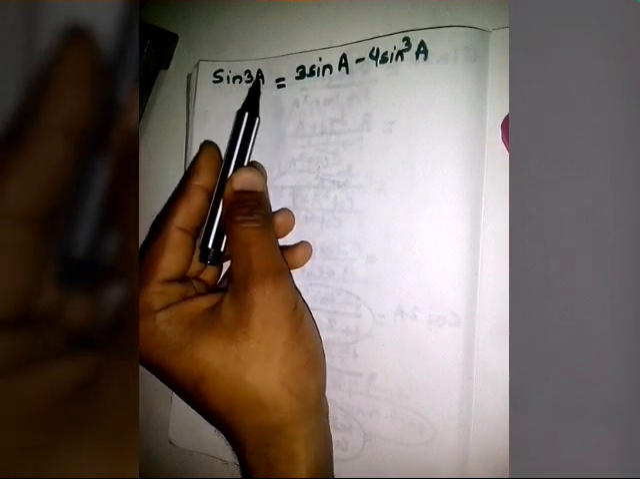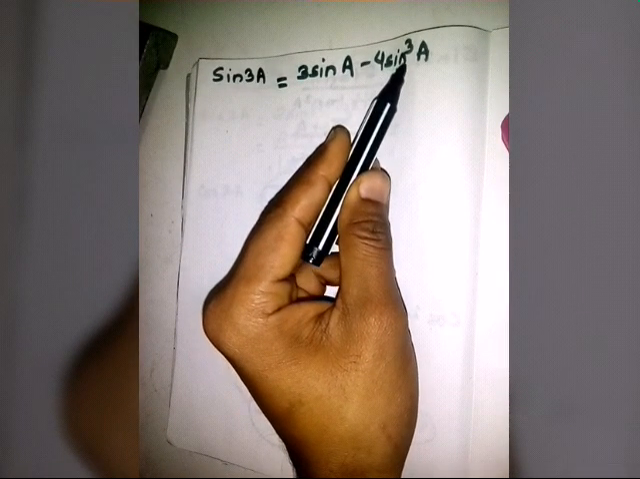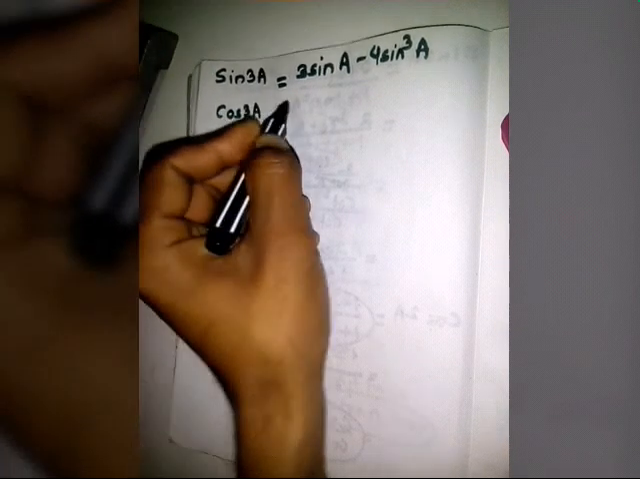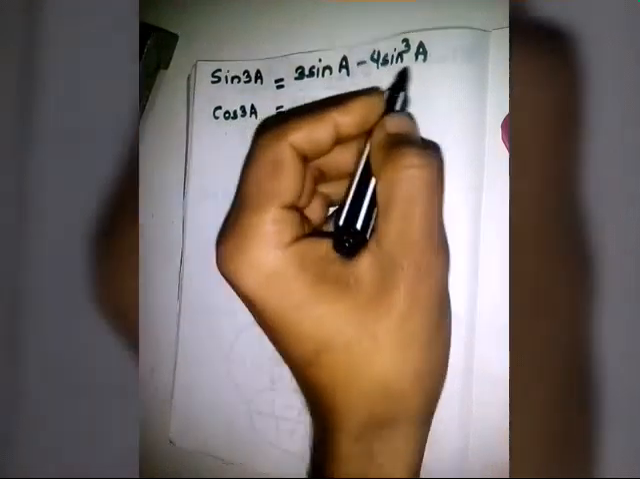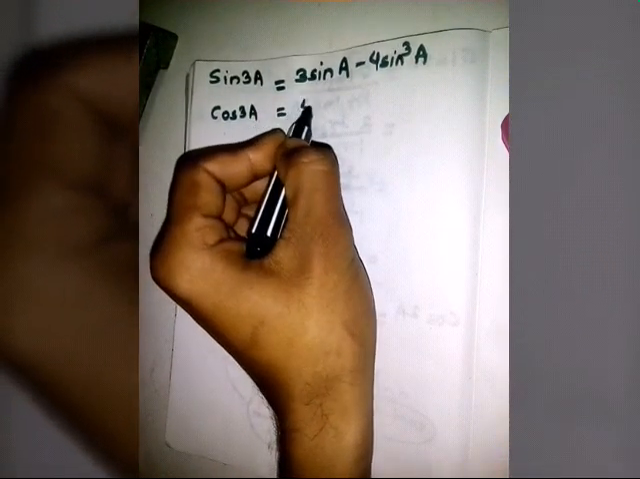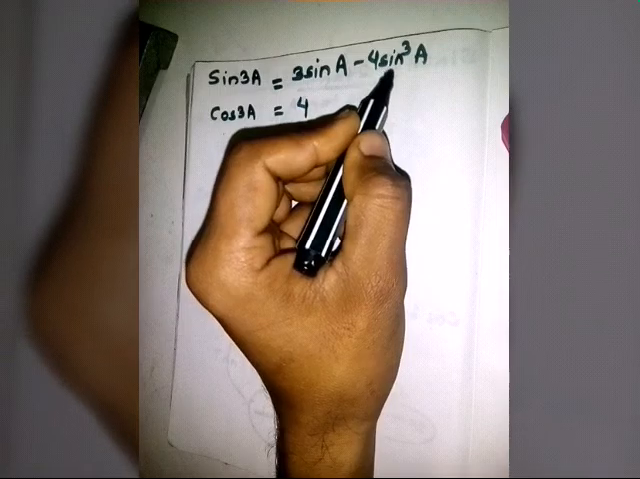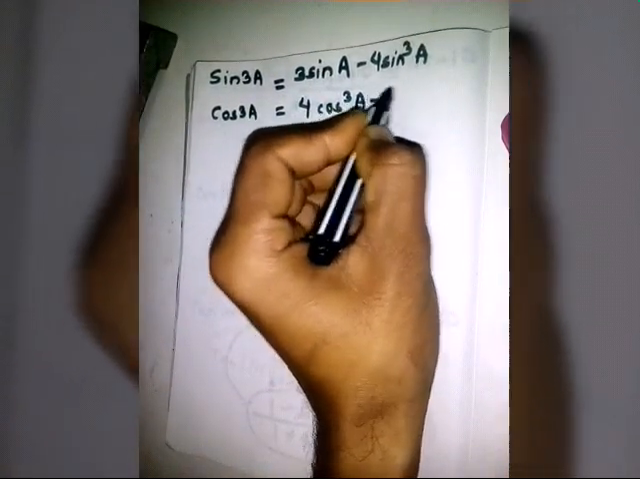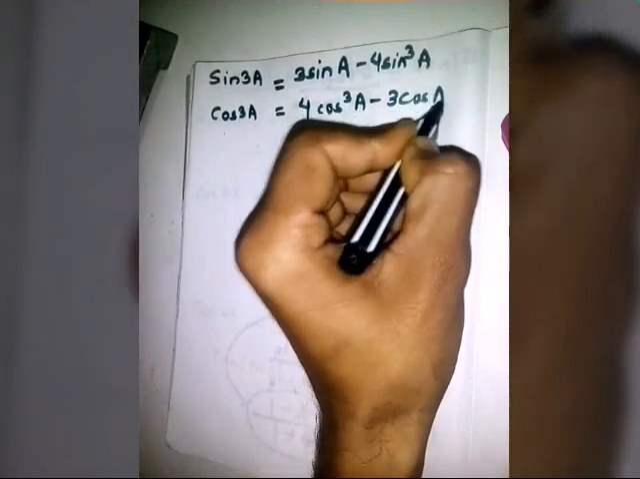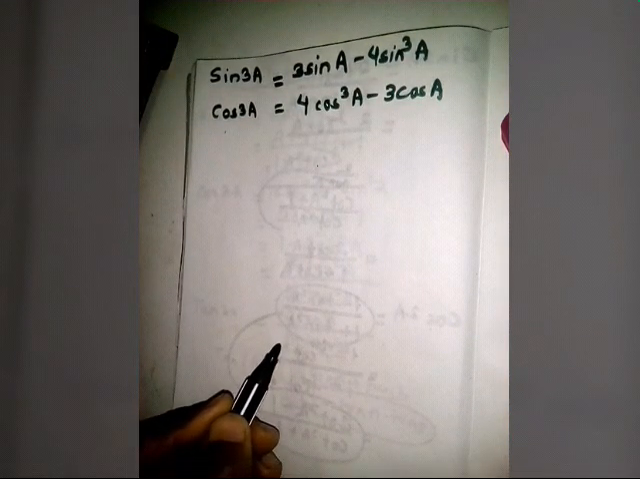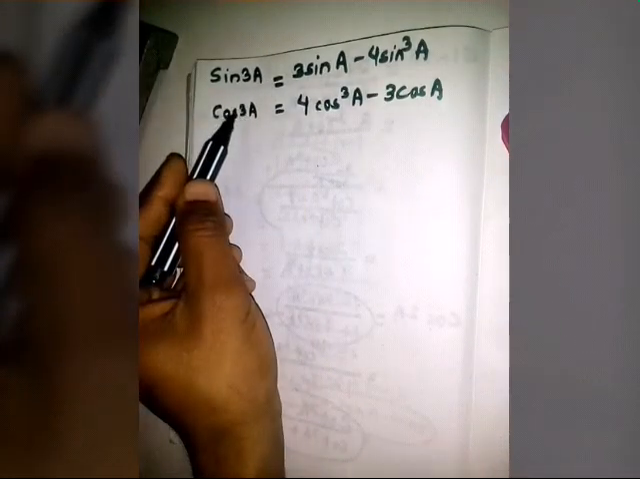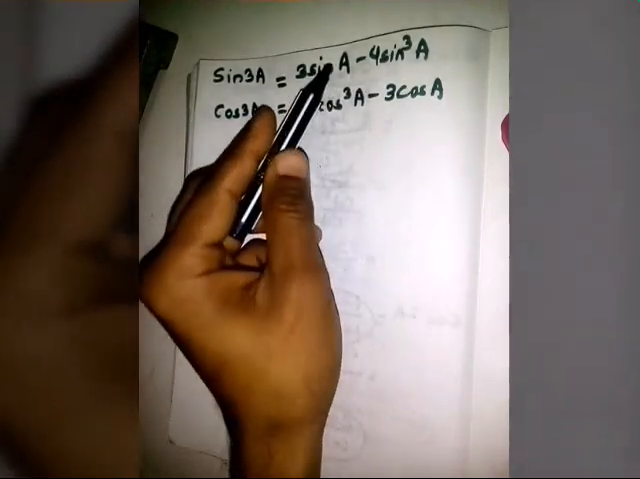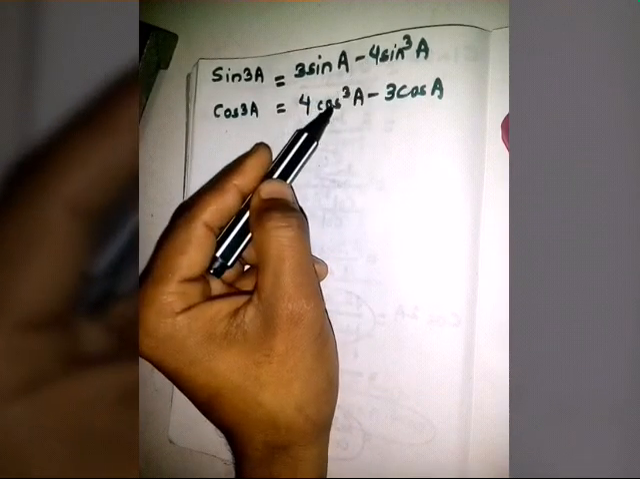In case of sine 3a, we have the formula 3 sine a minus 4 sine cube a. Now if you go for the formula of cos 3a, what will it be? It will just be reversed. You take this term first, that is 4, but you don't take sine, you take cos, so that will be 4 cos cube a minus 3 cos a. You can see the pattern: once you know the formula of sine 3a, you can easily know the formula of cos 3a, because the formulas are just reversed, and in the place of sine we write cos.